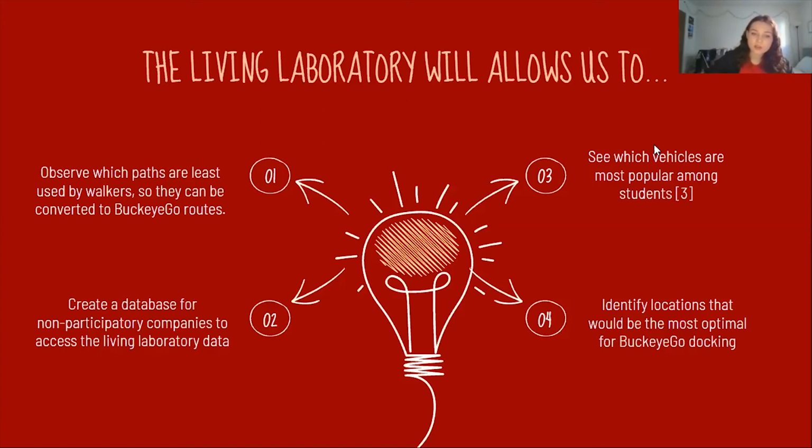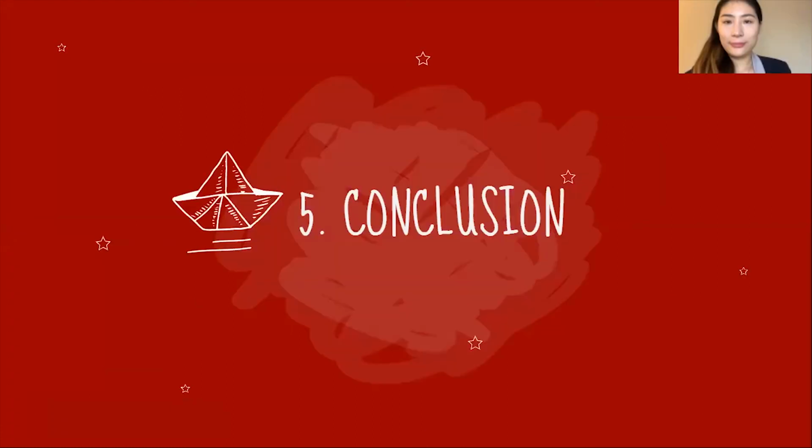Due to the large database recorded via the living laboratory, trends can be identified, such as which vehicles are the most popular among students. These vehicles can potentially become a permanent part of the OSU campus, similar to the golf carts that were shown before. This information would also be helpful for the participating companies to evaluate their design based on the data, while non-participating companies can purchase and access the database.